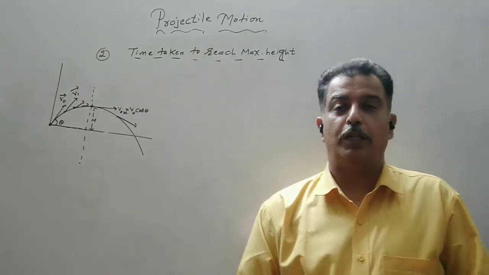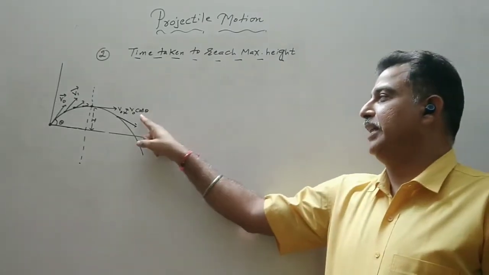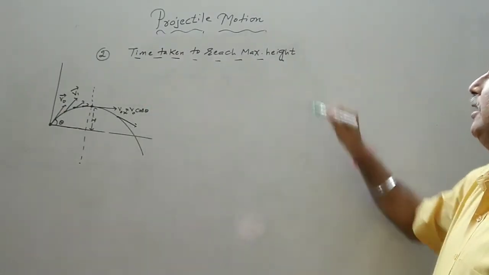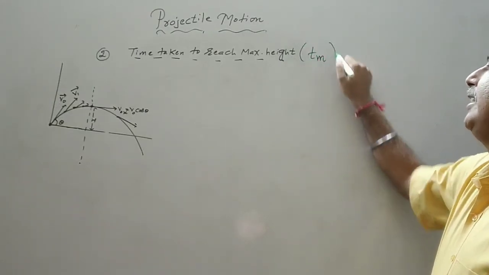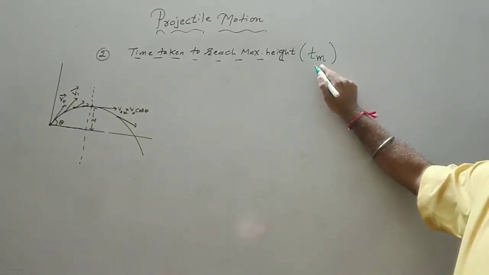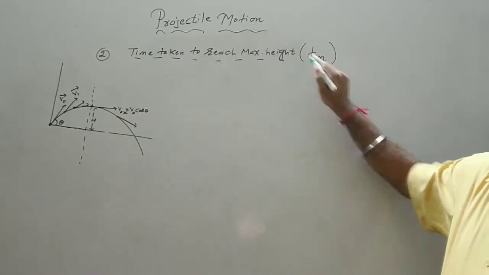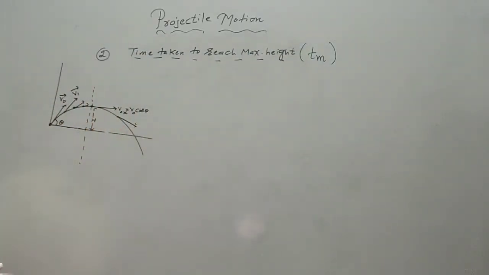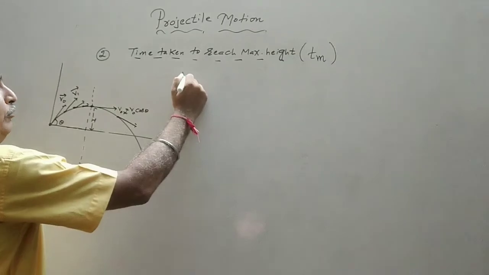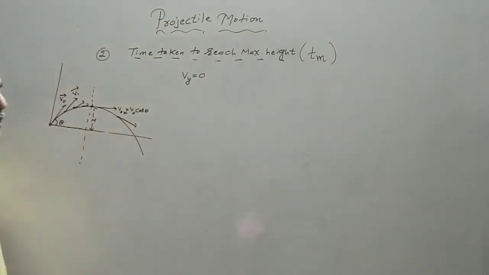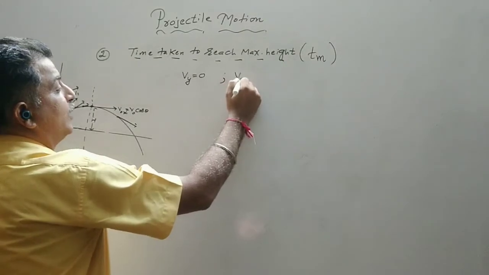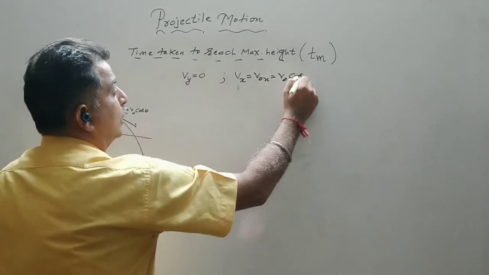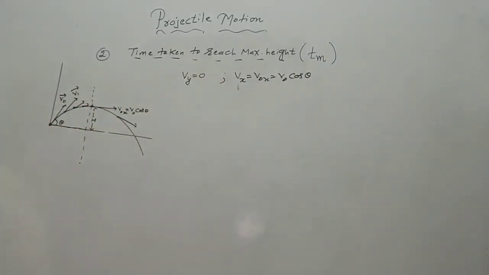The horizontal component of the velocity will always be equal to v naught cos theta. Now I have to find out the time taken to reach the maximum height, denoted by Tm, m for maximum. So how much time will a projectile take to reach the maximum height? Let us analyze the things again. Now Vy is equal to 0 and Vx will be equal to V naught x, that is equal to V naught cos theta.